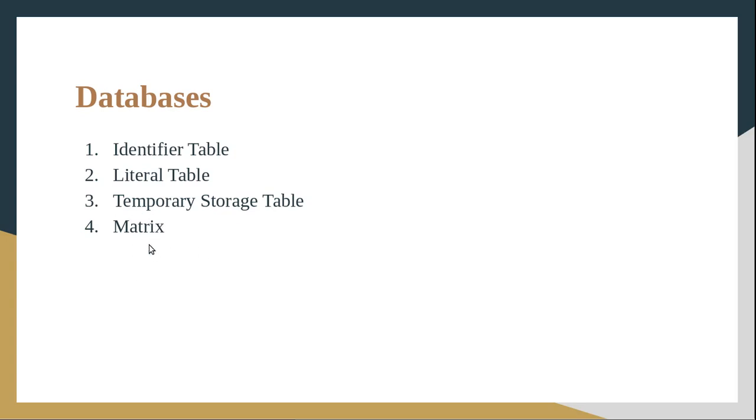Then the matrix will also be used to refer to the variables and values, and to refer to the order of the entries. It will assign the storage type, and it will also initialize the variables. So these are the databases used in the storage assignment phase: identifier table, literal table, temporary storage table, and matrix. That's all about the code optimization phase and storage assignment phase.